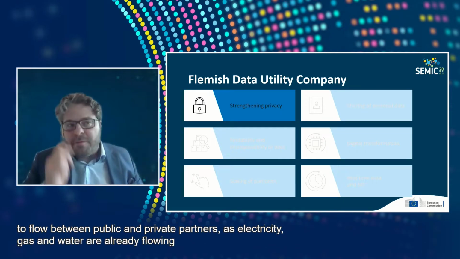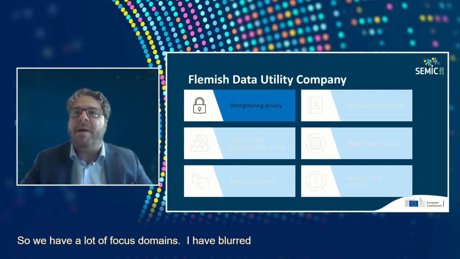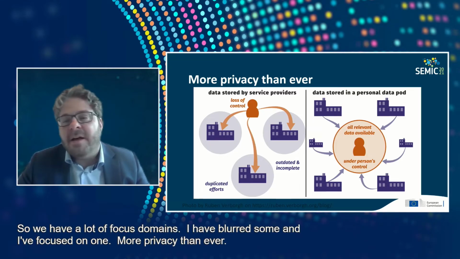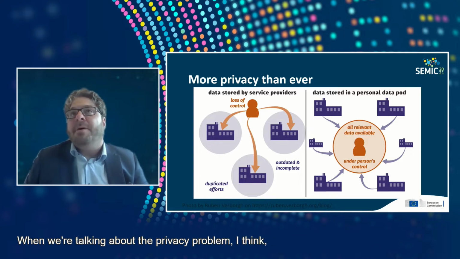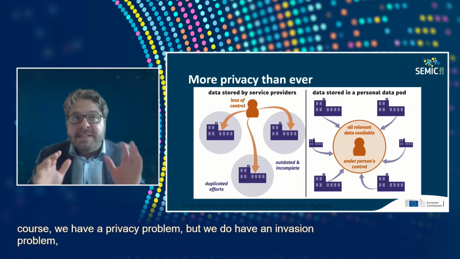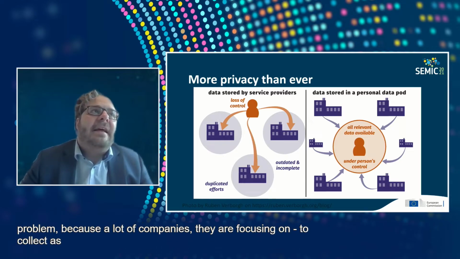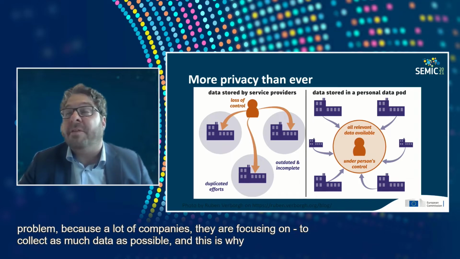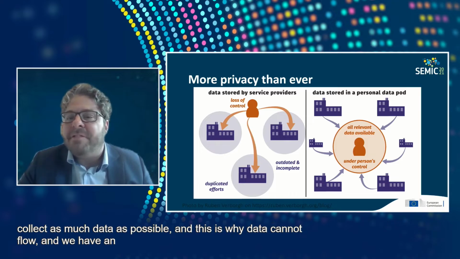So we have a lot of focus domains. I've blurred some and I focused on one: more privacy than ever. Let's jump to the next slide. So when we're talking about the privacy problem, of course we have a privacy problem, but we do have an innovation problem, because a lot of companies are focusing on collecting as much data as possible. And this is why data cannot flow, and we have an innovation problem. And the spillover effect is that we have a privacy problem.